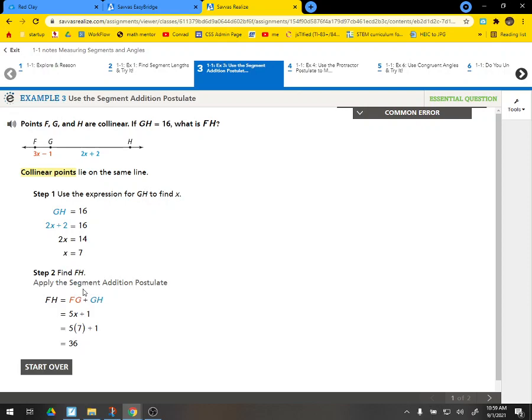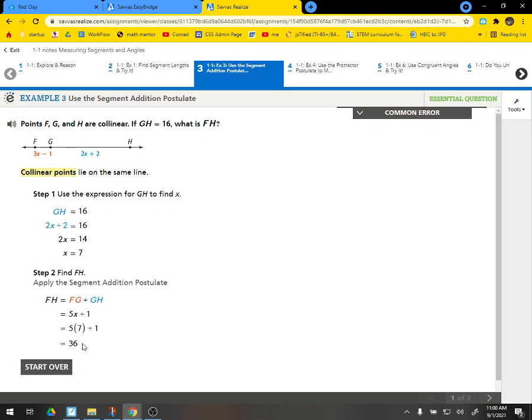Then we have this thing called the segment addition postulate. So we're leaving that out of our notes here, but the big idea, it's kind of common sense, right? If you've got a whole segment, the 2 pieces, or however many pieces there are that make it up, if you add all those pieces together, you have the whole thing. So it says FH is equal to FG plus GH.